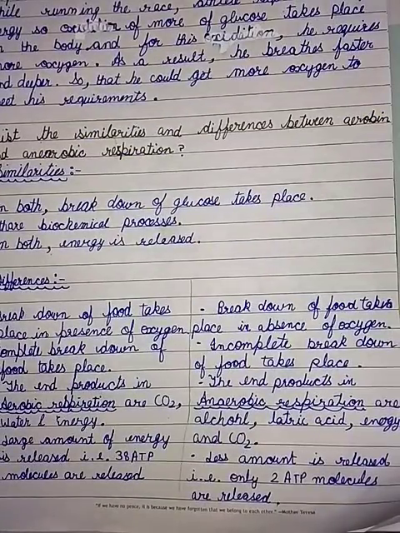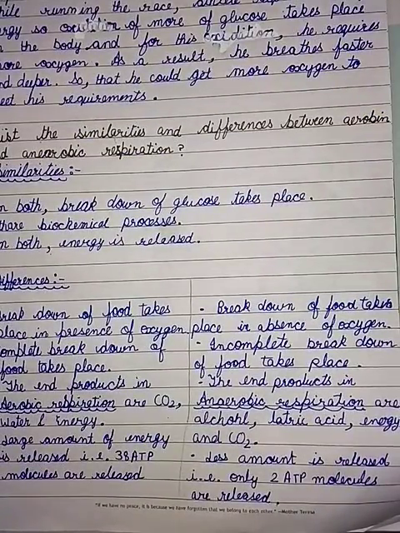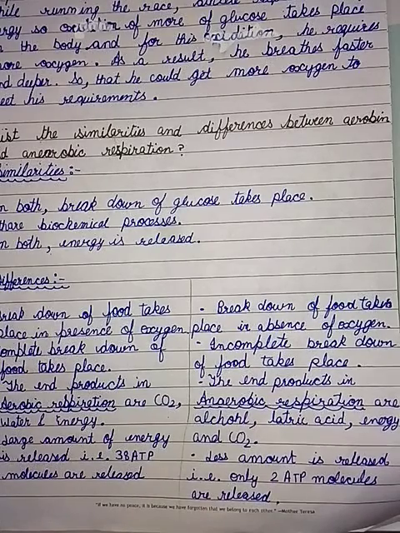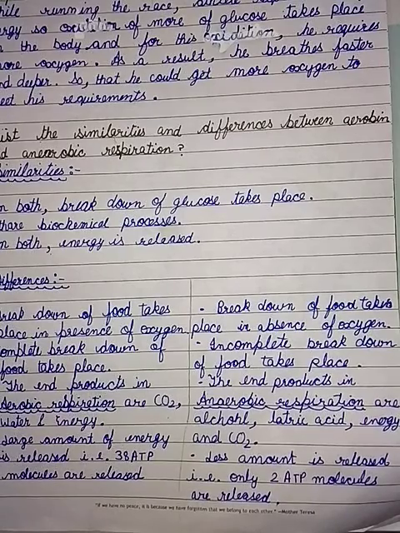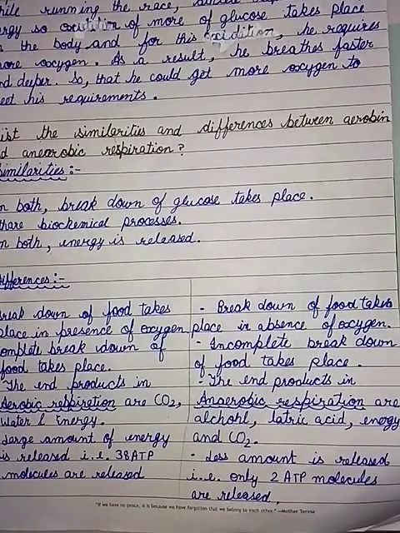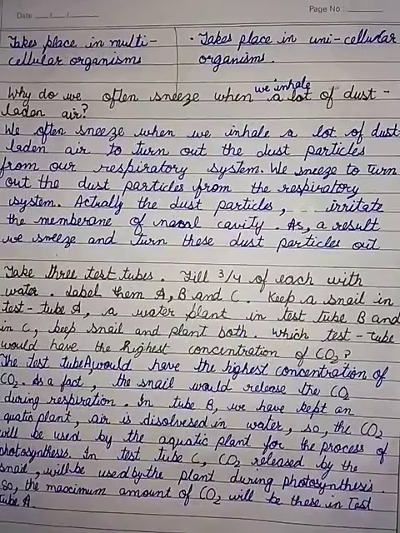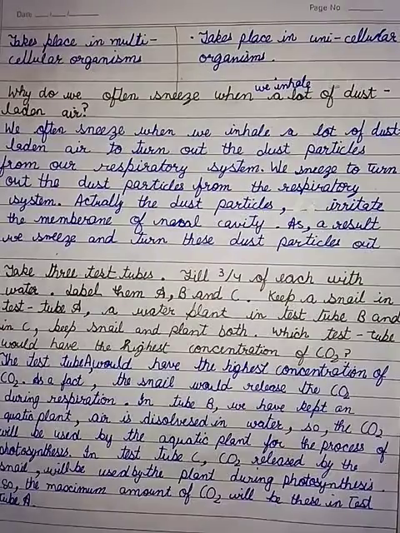Now, anaerobic respiration. Breakdown of food takes place in absence of oxygen. Incomplete breakdown of food takes place. The end products in anaerobic respiration are alcohol, lactic acid, energy and CO2. Less energy is released, that is only 2 ATP molecules. It takes place in unicellular organisms.